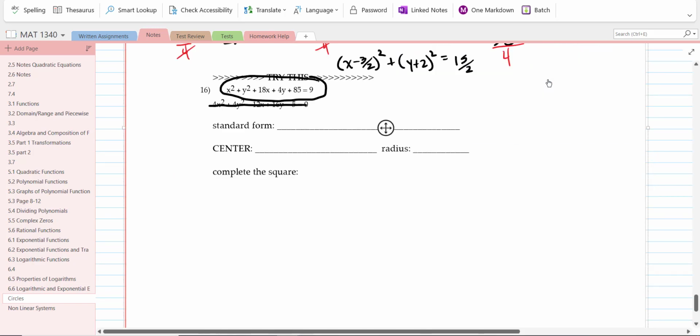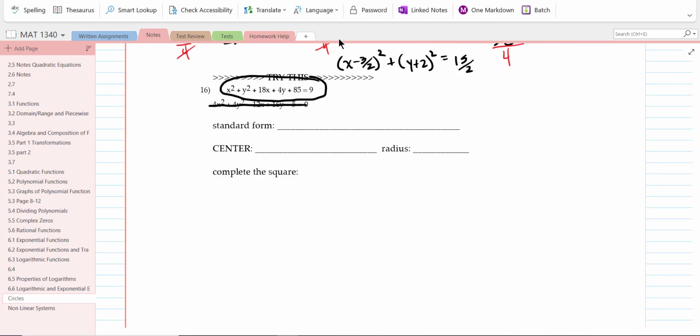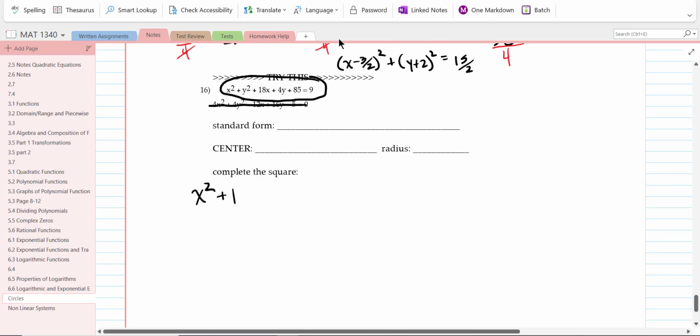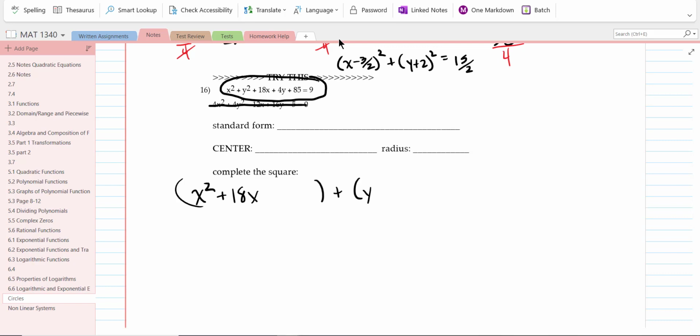Handout here because I do want to at least introduce you to the idea on that one. Okay, so this one you have x squared plus 18x. You group the x's together. You group the y's together. And then you have 9 minus 85. When you move the 85 to the other side, it gives you that. Okay, and again, this goes like this.